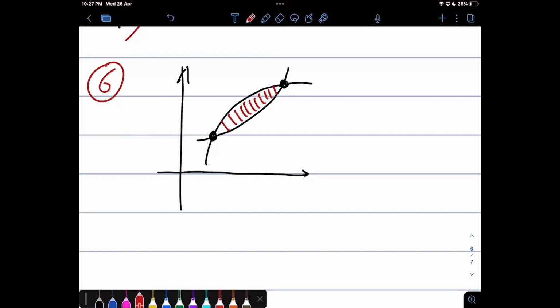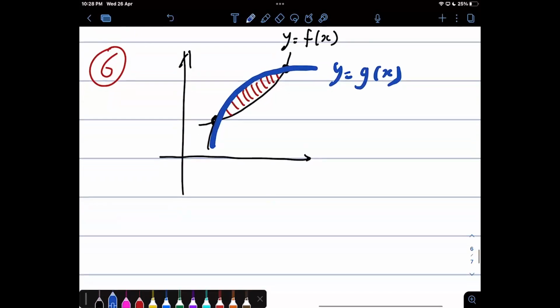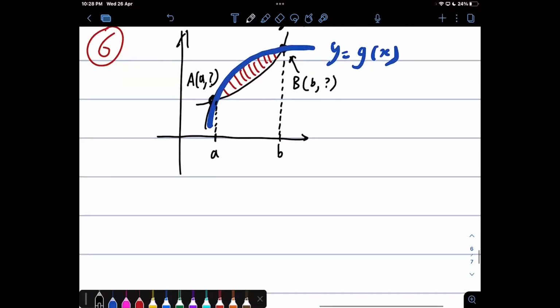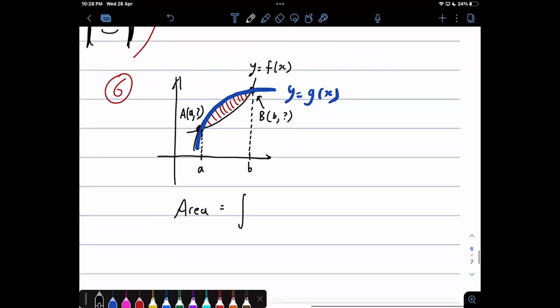What you do to find this area is, let me label this as blue color, and the black color is y equals g of x. I prefer f on top and g below. Then the red area here, if they intersect at, let's say, A to B, the x coordinates of those points, this is A, A comma question mark, and this point is capital B, B comma question mark, whatever the y coordinate is. The area will just be the integral of top minus bottom.